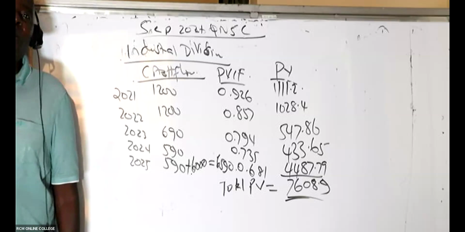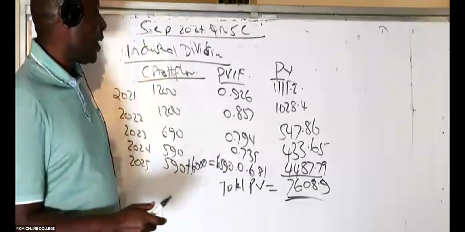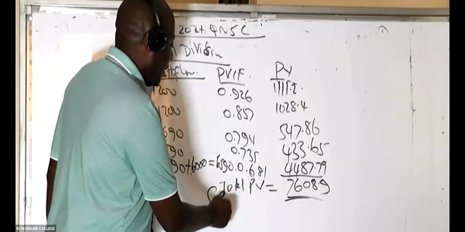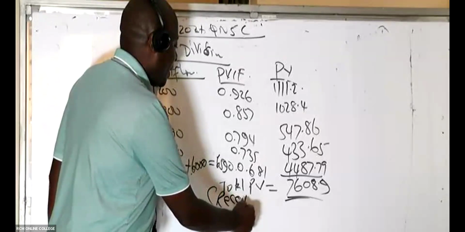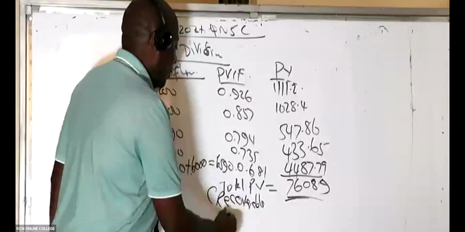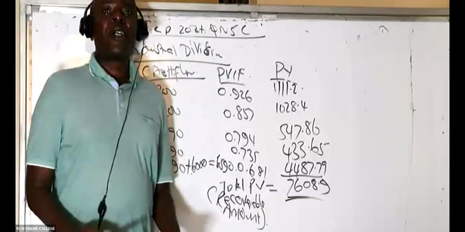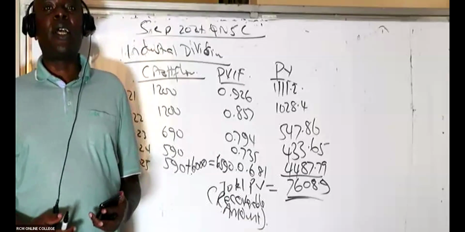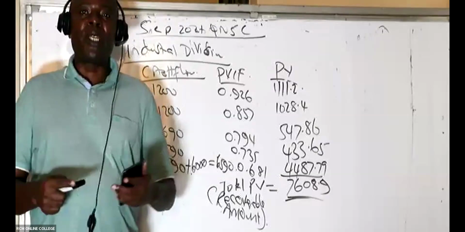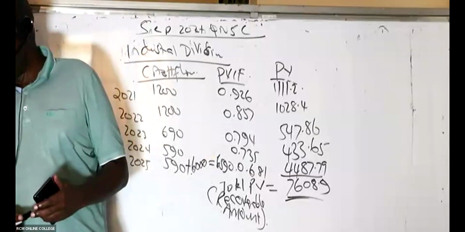I know it's value in use, but in this context, it's a recoverable amount. This is the recoverable amount, because we don't have fair value less cost to sell. So this is the recoverable amount.